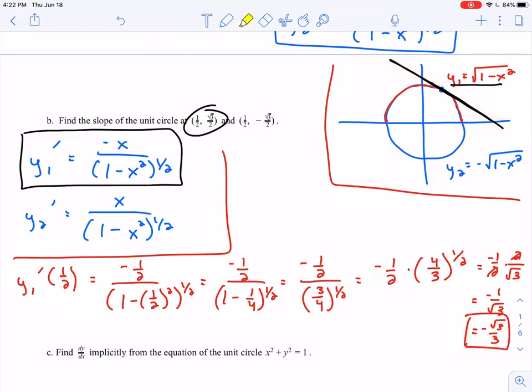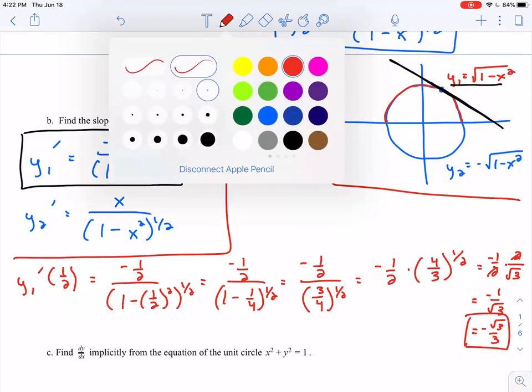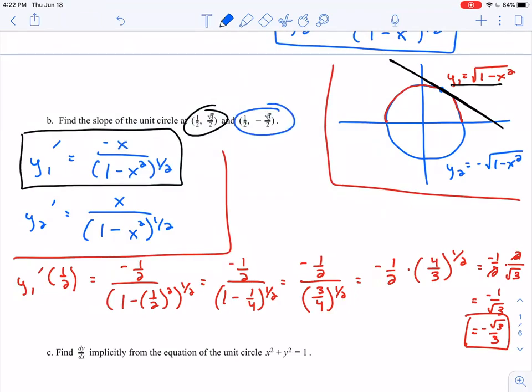If I wanted to know now the slope of the line at (1/2, negative square root of 3 over 2), where is that point? Well, my x value is positive, so I'm on the right half of the y-axis. Negative square root of 3 over 2 is below the x-axis. It's in the fourth quadrant. You're talking about this point right here. So what does this look like?